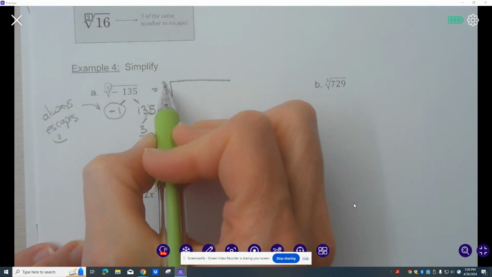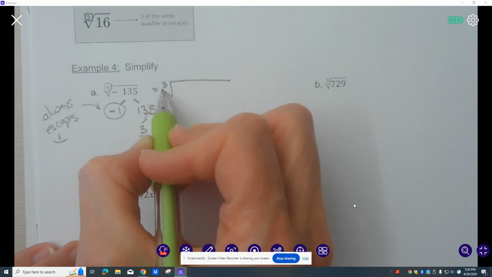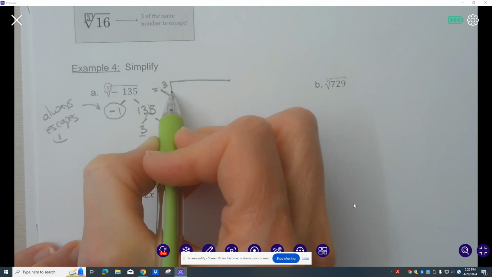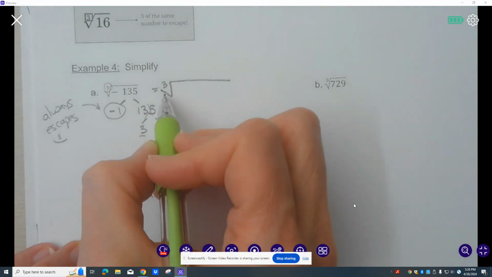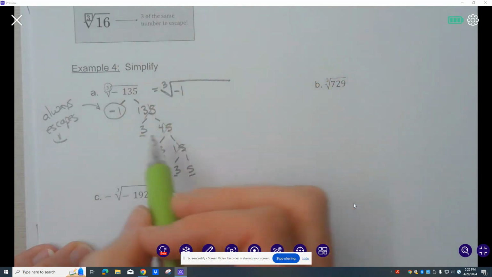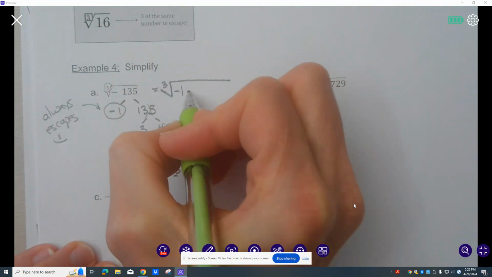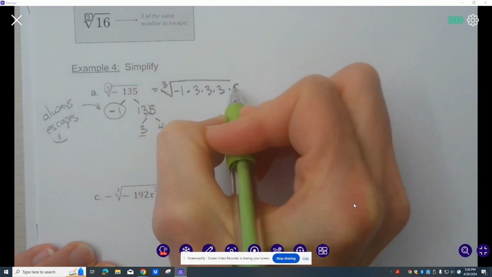And notice it should be very small. It shouldn't look like a number outside the jail. It should look like a very small number 3 sitting right inside that V. And then inside the jail, I have that -1, and then I have 3 3's. So -1 times 3 times 3 times 3 times 5.